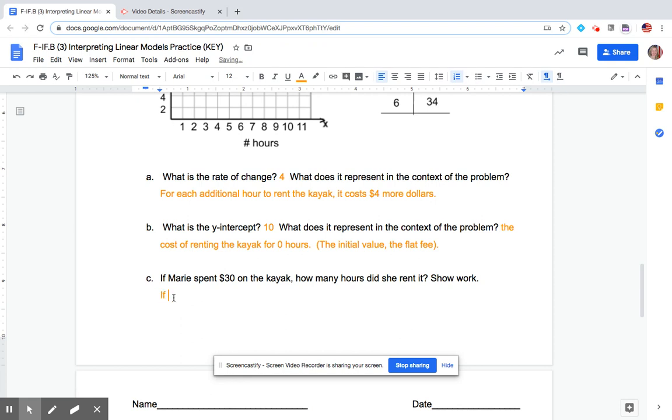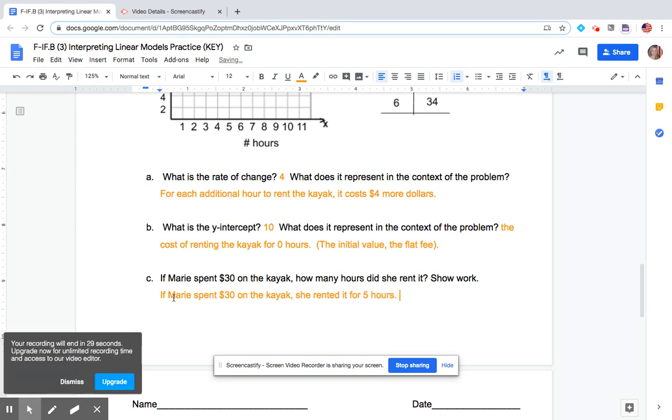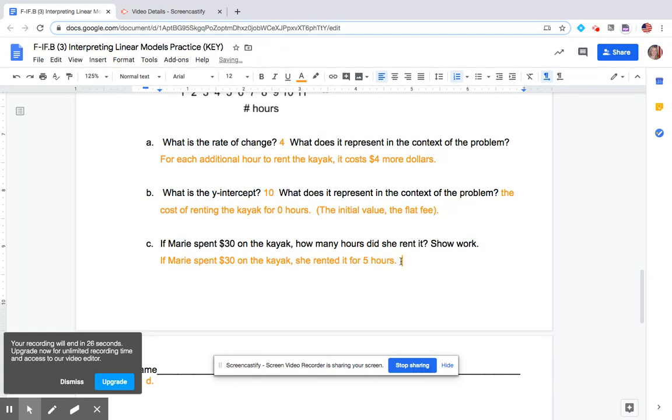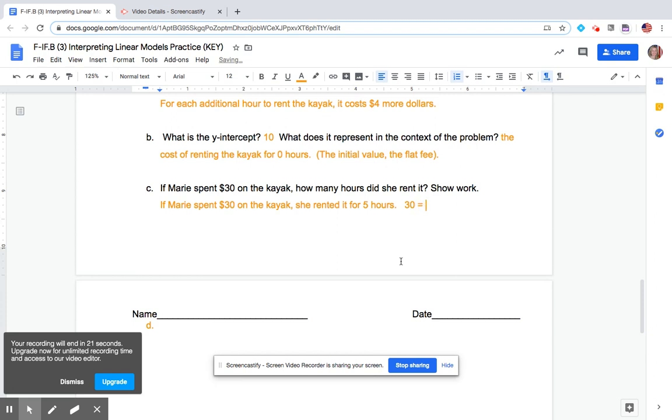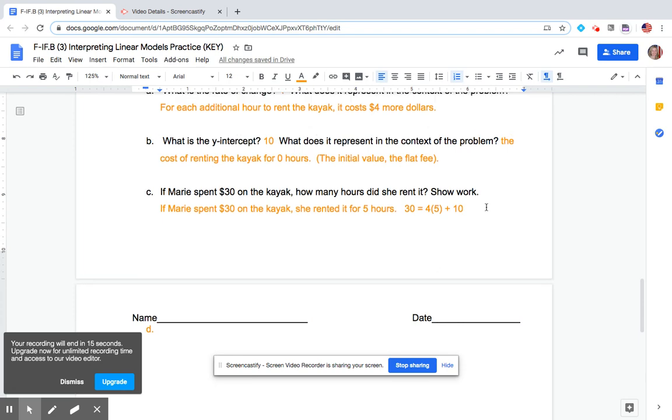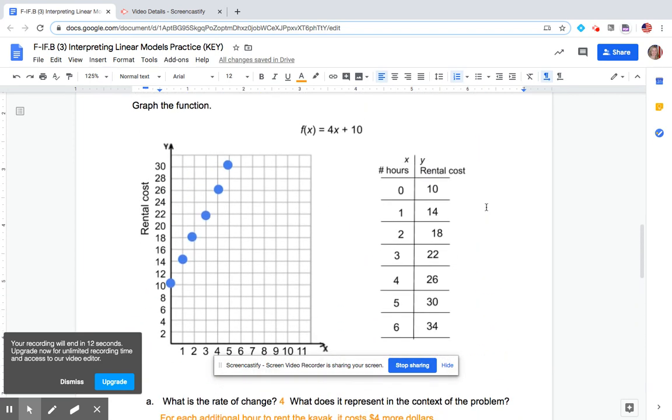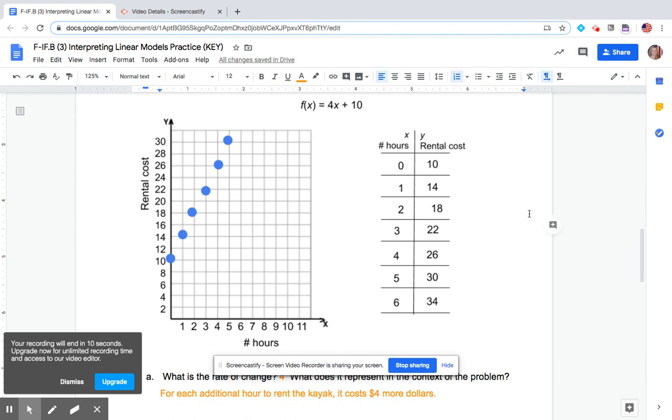So if Marie spent $30 on the kayak, she rented it for 5 hours. And how we can show that using the equation is 30 equals 4 times 5 plus 10. 30 equals 20 plus 10. So we got some practice interpreting linear models, looking at the slope and the y-intercept in terms of the context.